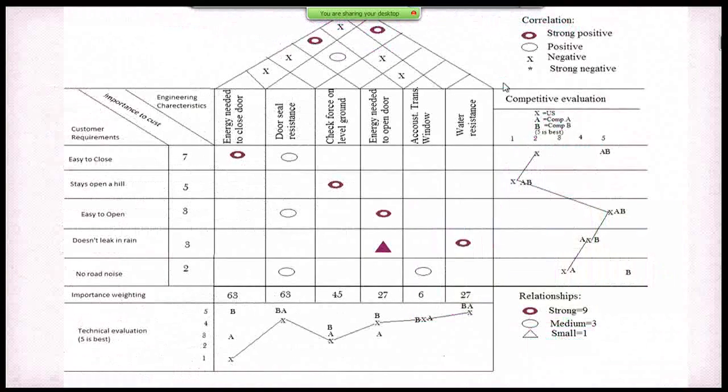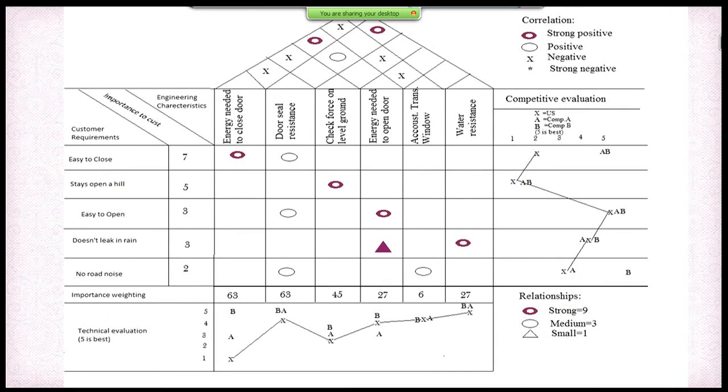I would like to explain the house of quality with an example. Here, as you can see, these are the customer requirements of a car. The customer requirements are easy to close, stay open on a hill, easy to open, doesn't leak in rain, and no road noise.